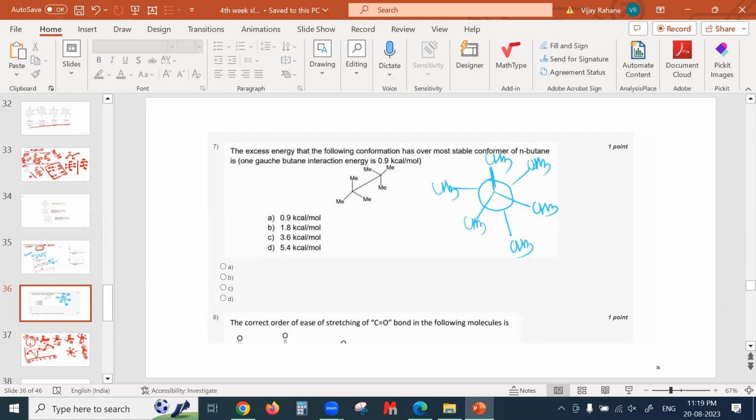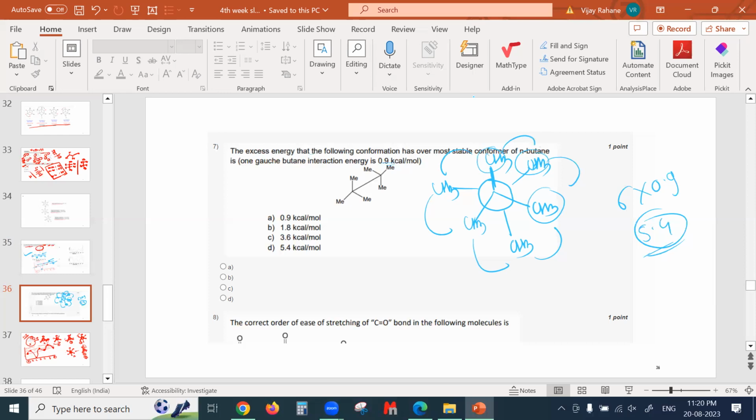The excess energy that the following conformation has over the most stable conformation of N-butane is... one gauche butane interaction energy is 0.9. We just need to calculate the energies here. You can see one gauche interaction here, this is second, third, fourth, fifth, and this is sixth. So 6 multiplied by 0.9 gives 5.4.